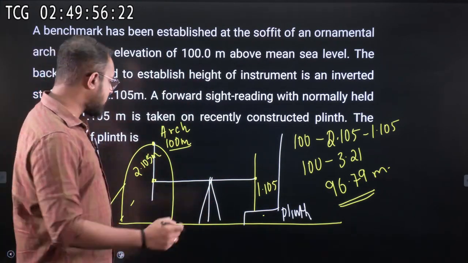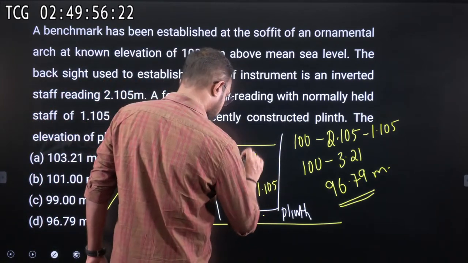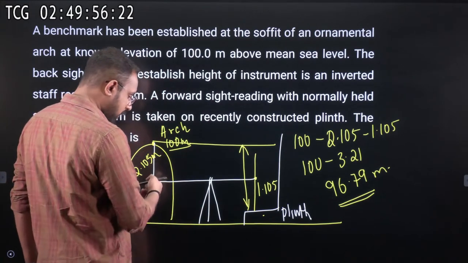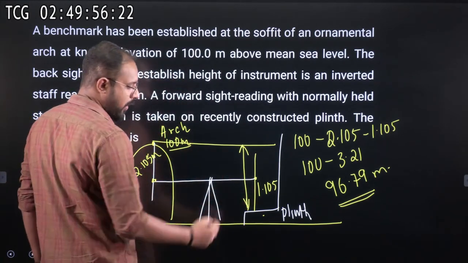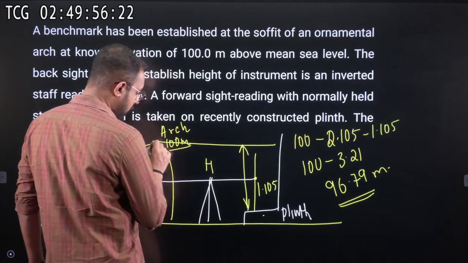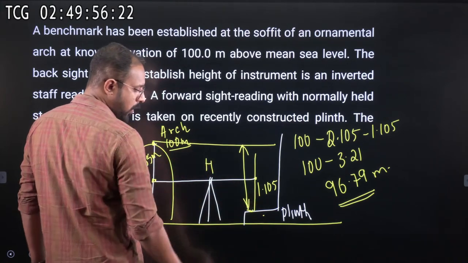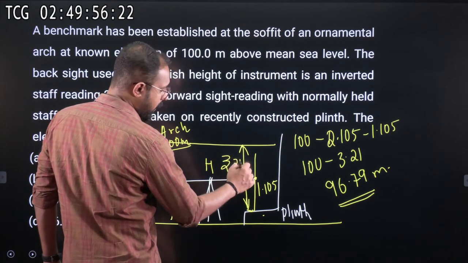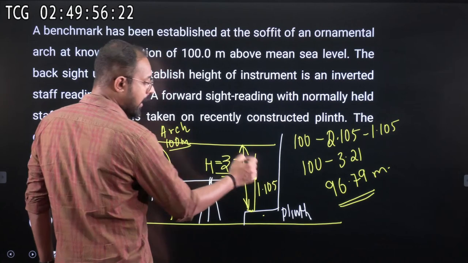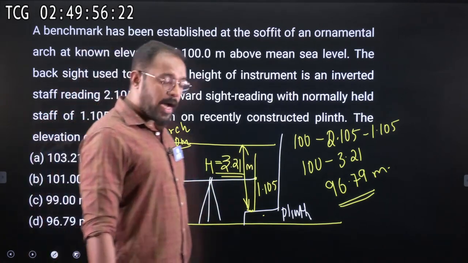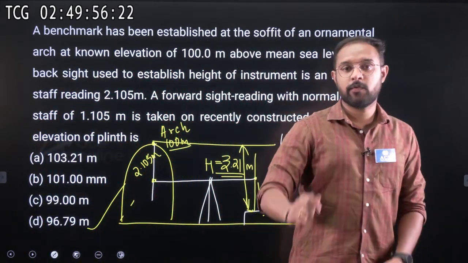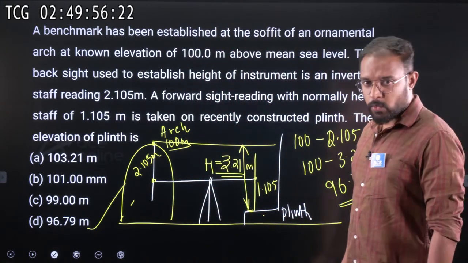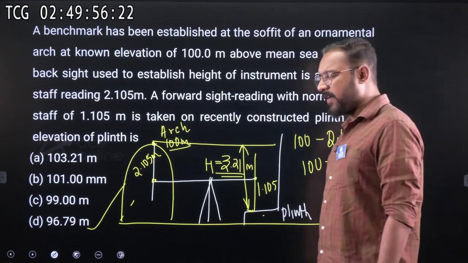So the same question, if they ask you, what is the difference in height between the plinth and the arch? What is the difference in height between them? 2.105 plus 1.105. The height between the arch and the plinth is what? 3.21 meter. That is going to be the height here. So listen carefully, read the question carefully. Are they asking you for the height or are they asking you for reduced level? They may ask you for the height of the room or they may even ask you for the reduced level of the roof or the floor. Please be careful. It's a very, very important question.